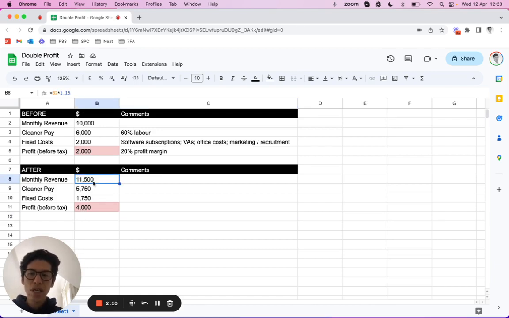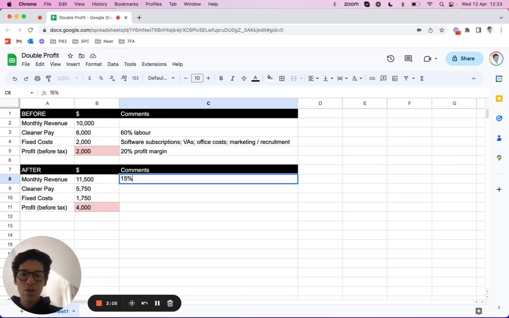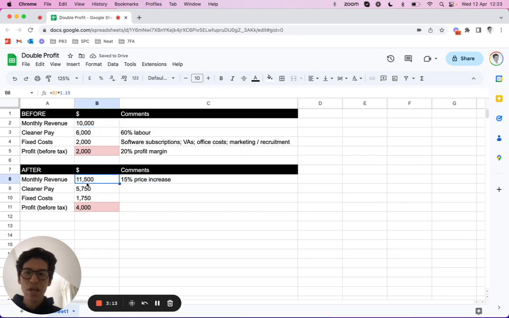The first thing to say is that we are obviously living in an environment where inflation is very high. Wherever you are around the world, 10%, 15% is pretty common. So let's say that we put through a 15% price increase for our clients. What that means is that if we have the same number of clients paying 10,000 a month, and we put through a 15% price increase, then the revenue will go up by 15%.